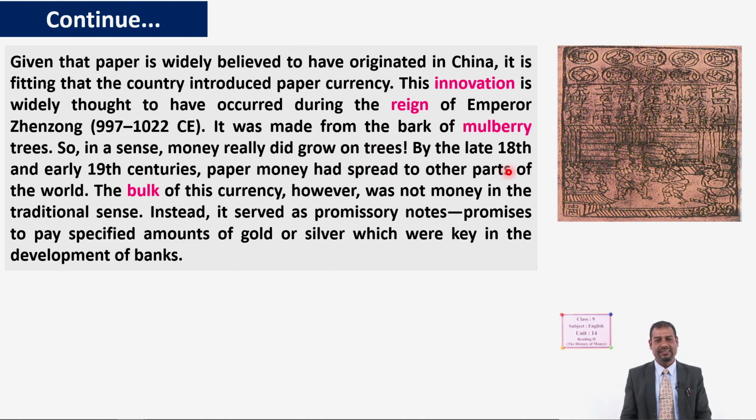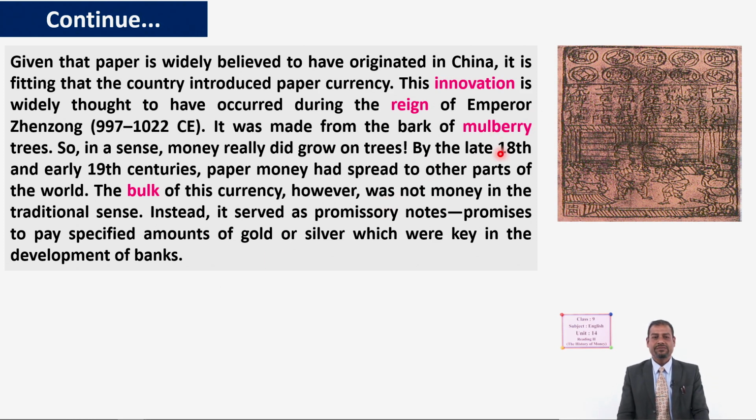So it's interesting. By the late 18th and early 19th centuries, paper money had spread to other parts of the world. The bulk of this currency, however, was not money in the traditional sense. Instead, it served as promissory notes, promises to pay specified amounts of gold or silver, which were key in the development of banks. So you can find another form of currency, paper money. It's interesting. And these days we are using paper money. Who invented this money? Yes, China invented this paper money, okay?